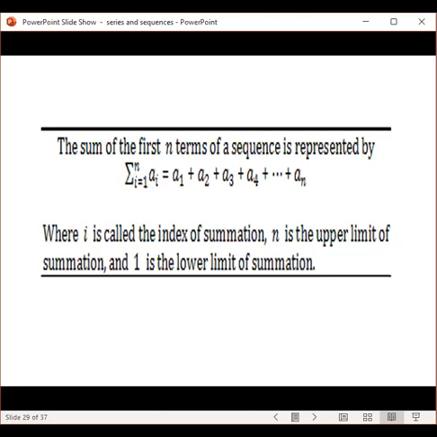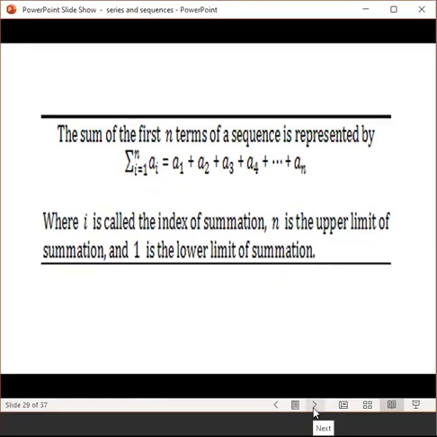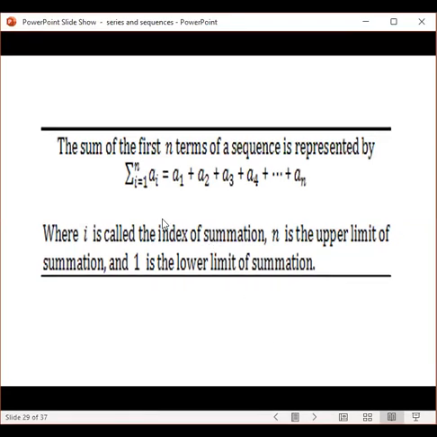Okay, so that is how we represent the summation notation. However, our index depends on how you define it. It can start with 2, 3, 0, and many more.